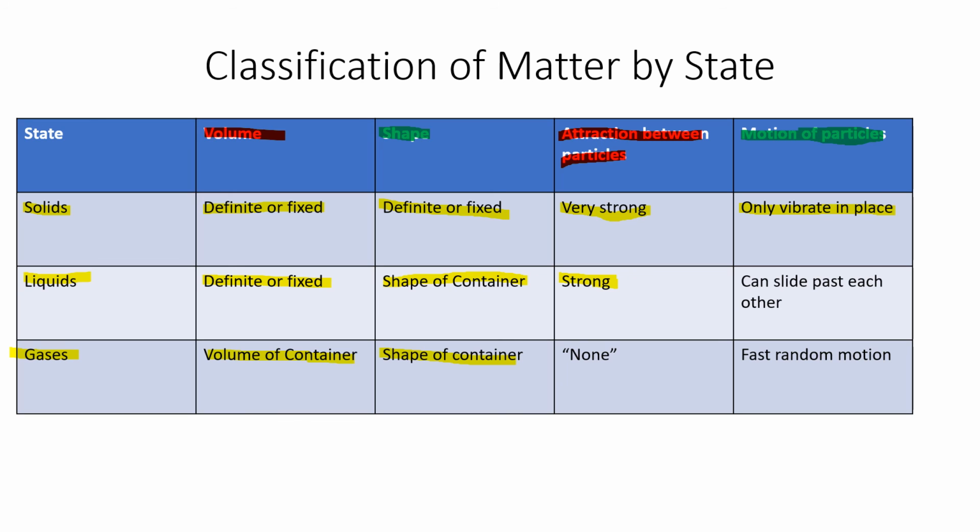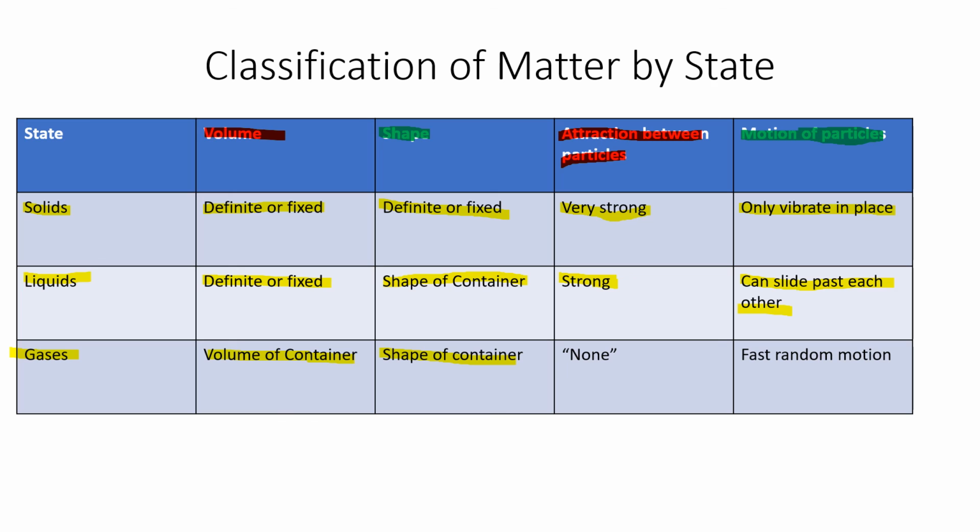What that means is because it's slightly weaker, we get slightly more motion. In a liquid, the particles can move a little bit more than they did in a solid. Solids just vibrate in place, but in a liquid, they can slide past each other. If they can slide past each other, you can adapt to new shapes. Even though the volume's still fixed, that little bit of extra motion lets you slide past each other to adjust to a new shape.